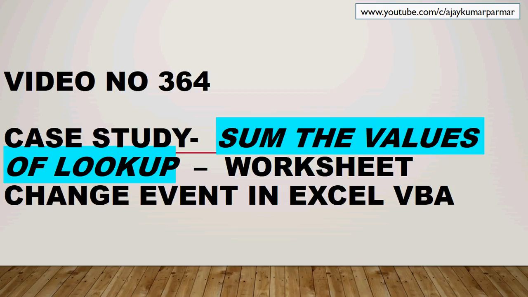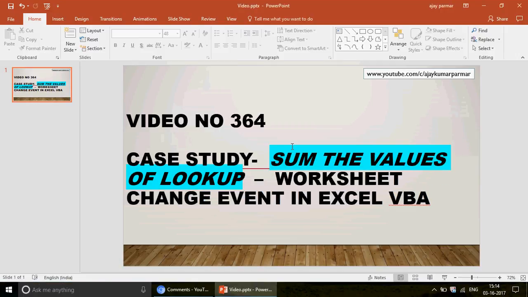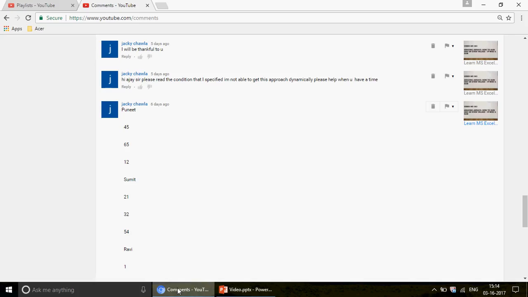So in this video we're going to talk about the Excel VBA event. I have a wonderful example to share with you which comes from one of my subscribers. Basically, we would like to sum the values of the lookups, but this is not a normal sum. This is a different sum. I got this question from Jackie, and Jackie has shared this data, which I'm going to show you in Excel.